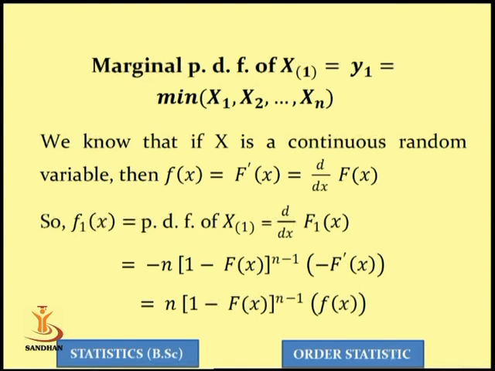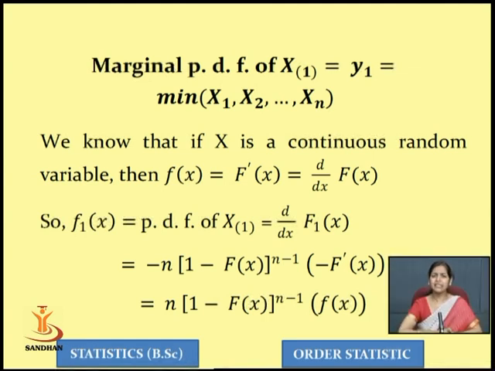Now, having obtained the distribution functions, we are interested in the density functions. First of all, the marginal distribution of the minimum order statistic. As we know, using the fundamental theorem of calculus, if the distribution function is continuous, then the density can be obtained by differentiating the distribution function with respect to our random variable. So for a continuous random variable, the PDF small f(x) can be obtained by differentiating the CDF capital F(x), that is d by dx of F(x).